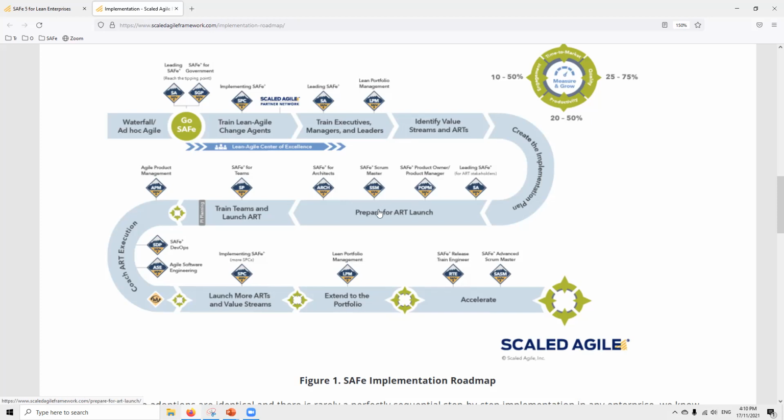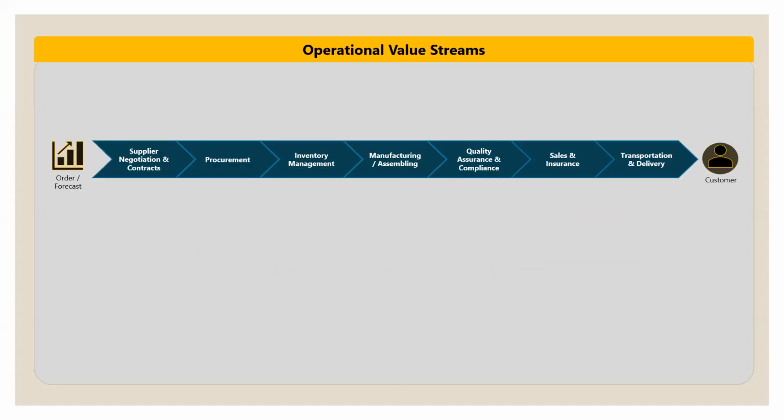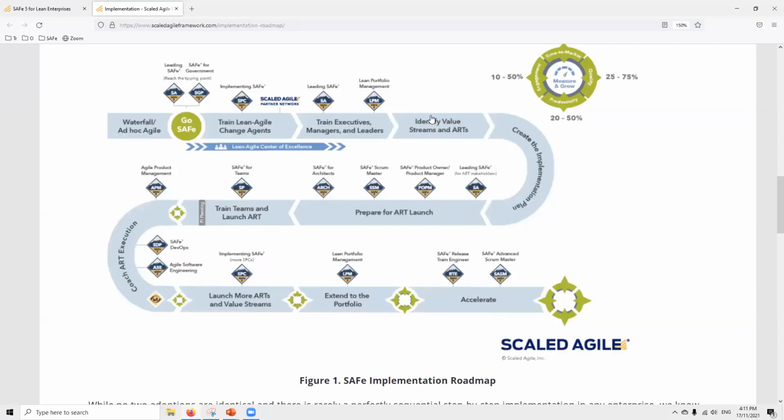Okay. So I'll just take a couple of minutes on value streams, because I just have to complete this. There are two kinds of value streams in SAFe. One is the operational value stream. One is the developmental value stream. Why are we discussing this? Because the SAFe journey starts with identifying the value stream.